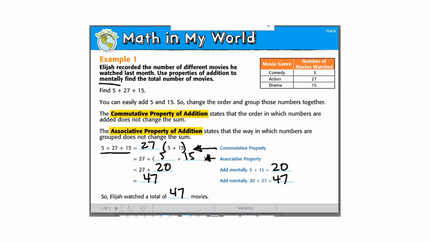Sometimes you're going to get 3 or 4 numbers, and none of them, when you add them together, are going to equal something nice like 10 or 20. Sometimes it will, though, and if it does, that's the time when you should use that property. Okay? Let's look at example number 2.